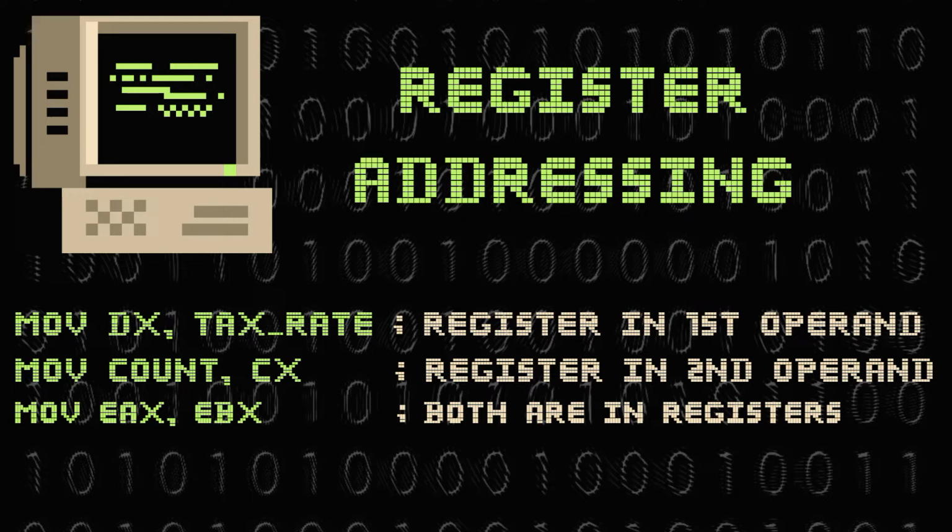So in the first line, the register here is the first operand, dx. In the second line is the second operand, which is cx. And in the third line, both operands are registers.